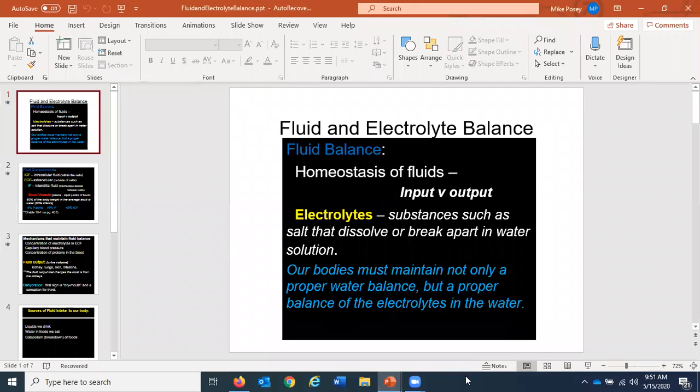Okay, so let's go back over this chapter on fluid and electrolyte balance. Hopefully you watched the videos on Monday and Wednesday, and I'll just go through this. This is what you need to study. All right, so study these notes. If you missed anything, pay attention.